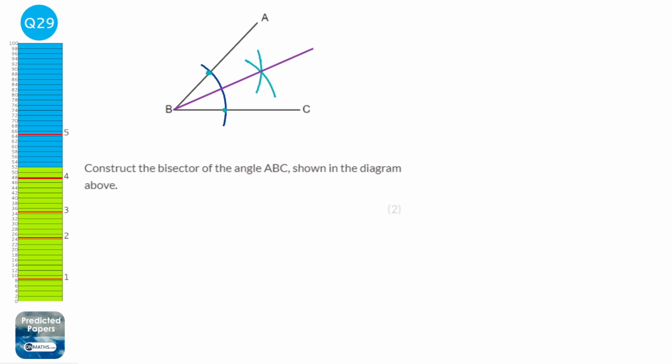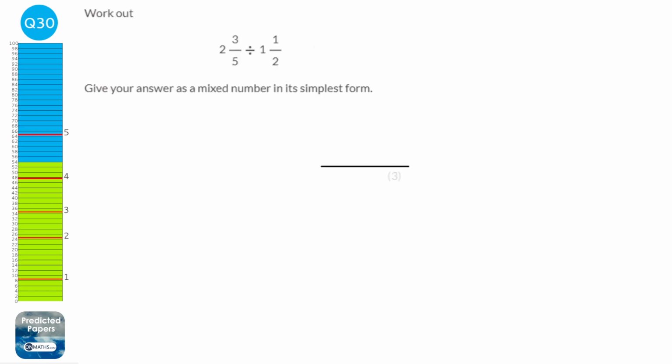Arcs for marks. To divide mixed numbers, we need to convert them to improper fractions first. And to do that, we just do the big number times by the bottom and add it to the top. So 2 times 5, which is 10, and add it to the top, which will be 13 over 5. And the bottom, the denominator, stays the same. Divided by, and we're going to do 1 times 2, which is 2, add to the top, and we get 3. So it becomes 3 over 2.